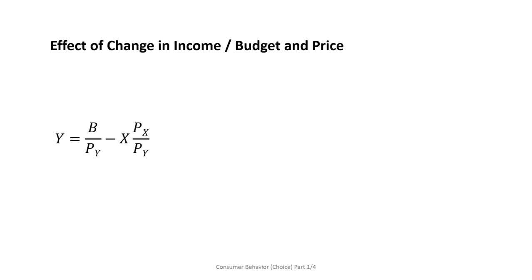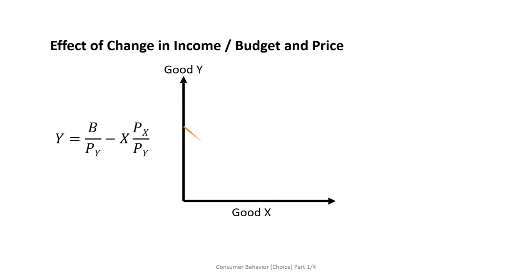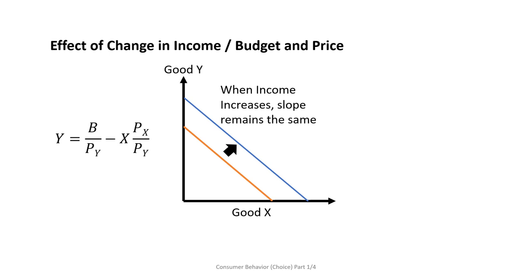Students, as we can see from this equation, a change in income or budget will change the intercept. So when the income increases, we can intuitively say that the consumer can afford more quantities of both goods. Therefore, the budget line shifts to the right, whereas the slope remains the same.